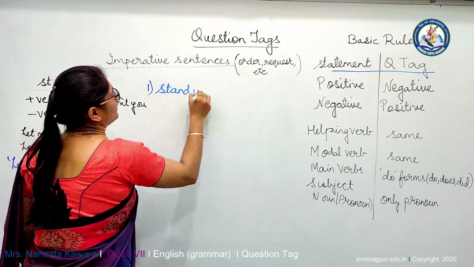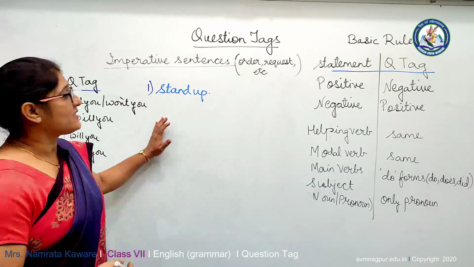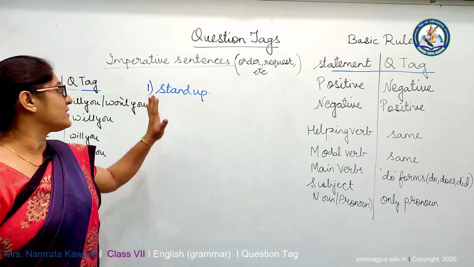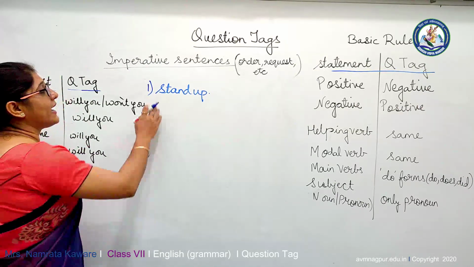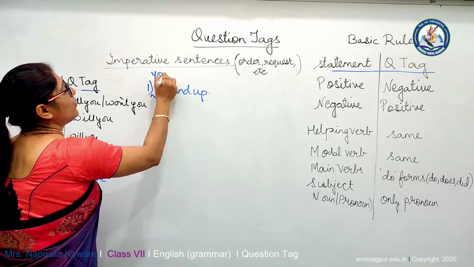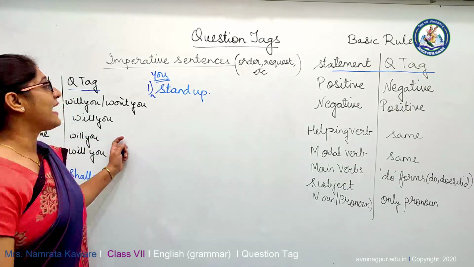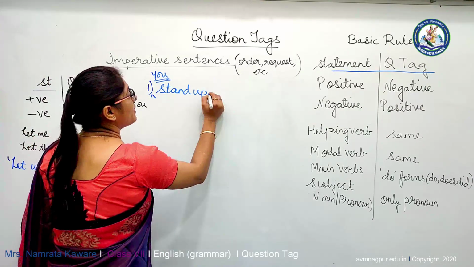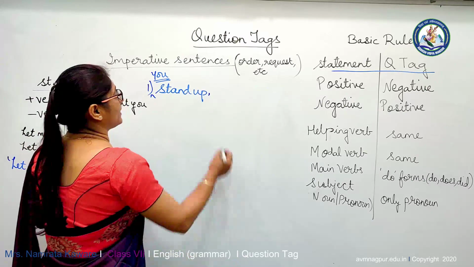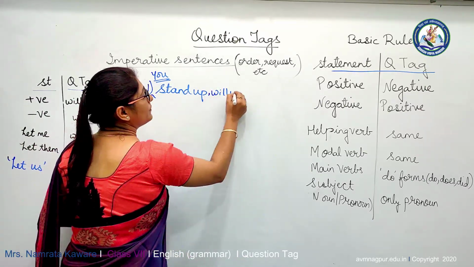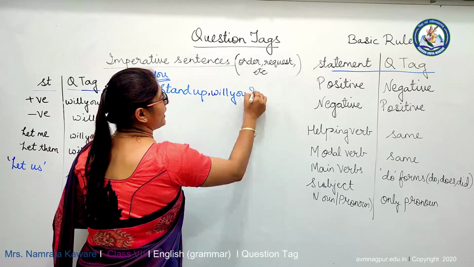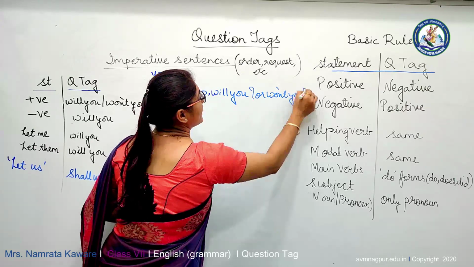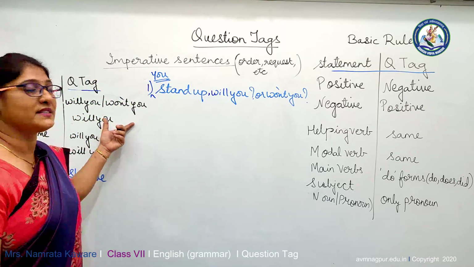The first one: stand up. Now we have learned that we have to pay attention to two things, the subject and the verb. Here there is no subject, as seen, but it is understood that there is a dummy subject you. So the question tag can be negative or positive, both are correct here. Stand up, replace the full stop with a comma, will you, or you can also write won't you. Both the tags are correct in a positive imperative sentence.